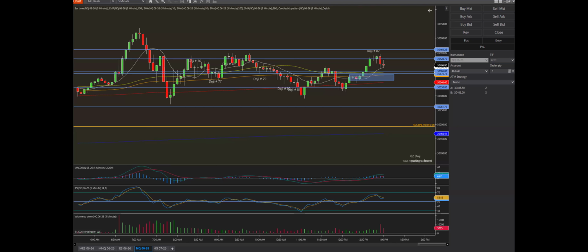Fibs are the play up here. Fibs are the play up here. Well, we have three no-wick GPs right here, right? So that's another thing you can use. Let's fib it out.